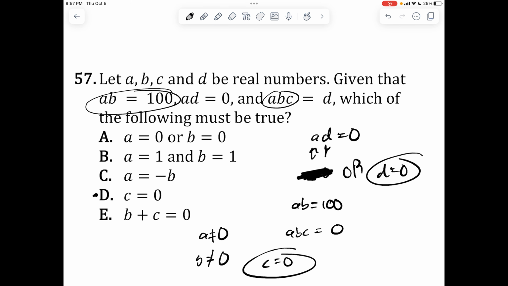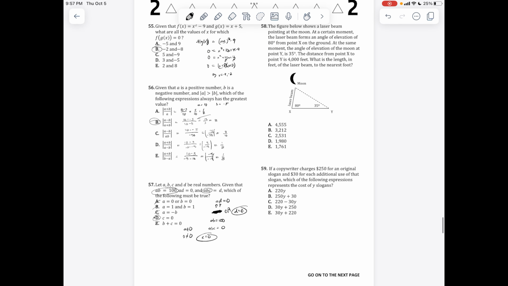This one is true. A has to be out. We don't know that a or b are actually 1. It could be really anything. A equals -b. Again, we don't know that either. B plus c equals 0. We don't really know the numbers there. So the answer option has to be D. That has to be true.